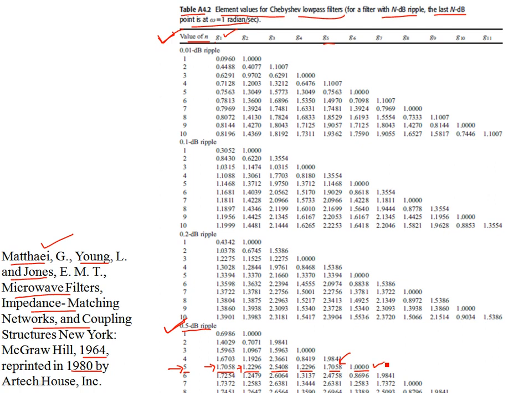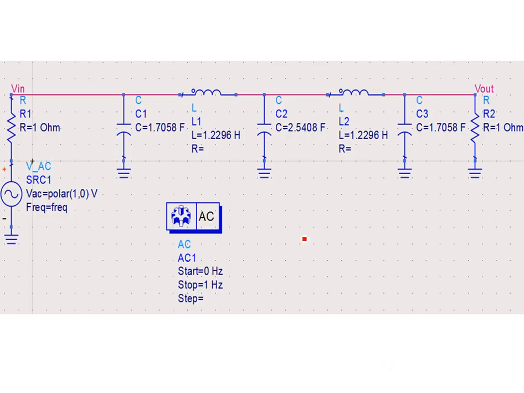So let's first construct this low-pass filter and try to simulate this in ADS. I have the circuit schematic set up. I have these values taken from the table. You can see the shunt capacitors at the source and at the load are the same. Okay, and then in between we have the same series inductors.